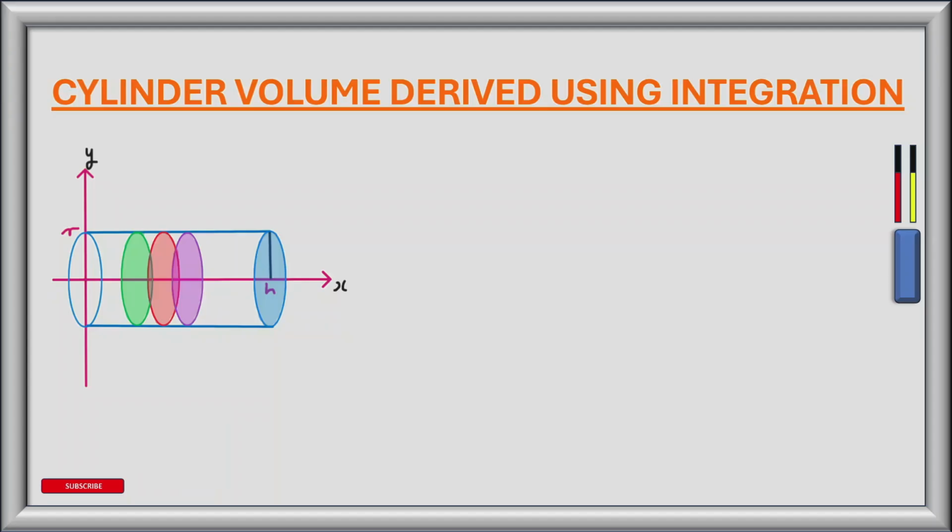Here we have an x-y axis. If we take this line, which cuts the y-axis at point R, and spin it around the x-axis, it creates a cylinder. The equation of this line is y is equal to r. This means that for any value of x, the y value is going to be a constant, which in this case is r.